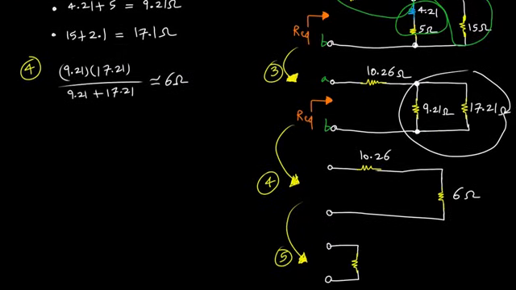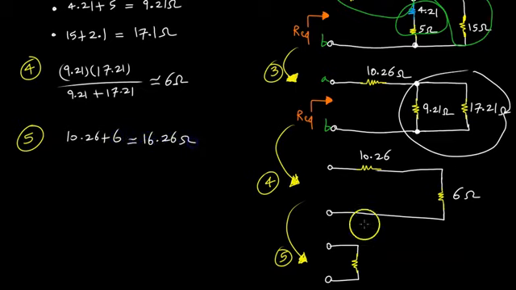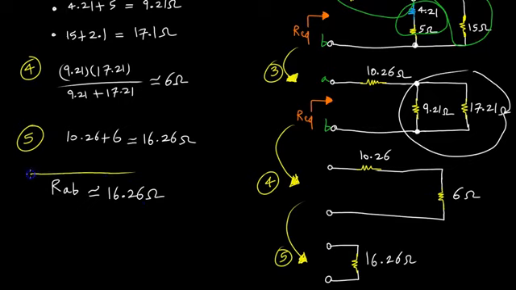And finally, for the last step, step 5, I'm just going to add up these two. 10.26 plus 6 gives me 16.26 ohms. And that is my final answer. Let's write that. RAB is roughly equal to 16.26. We box that, and now let's simulate this in Multisim circuits.